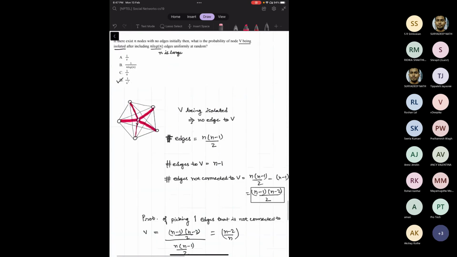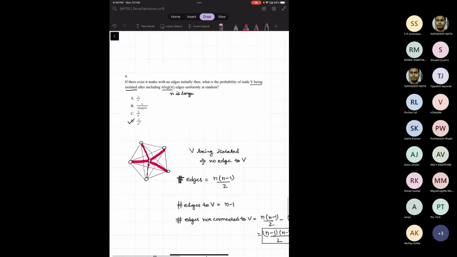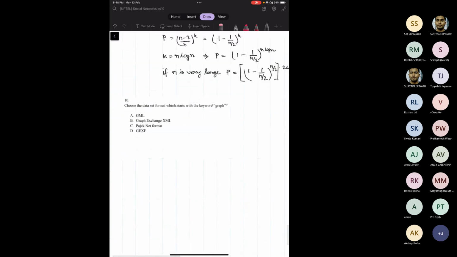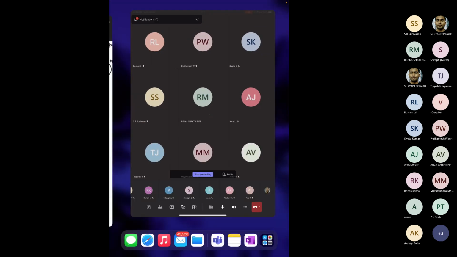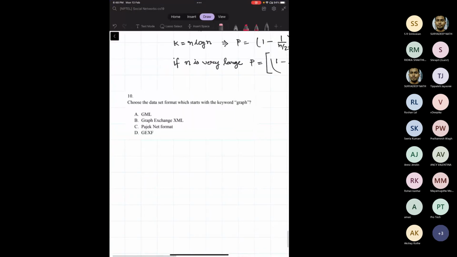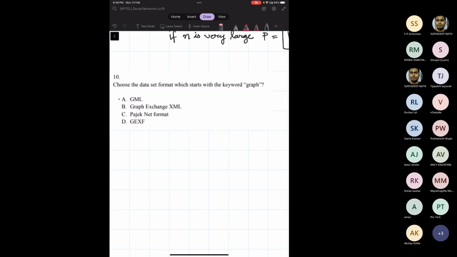All right then, let us proceed to question number 10. Question number 10 is basically: choose the dataset format which starts with the keyword graph. You have GML, Graph Exchange XML, Pajek Net format, and GXF, which is basically the same as B. So D and B are the same thing. So the right answer is GML.